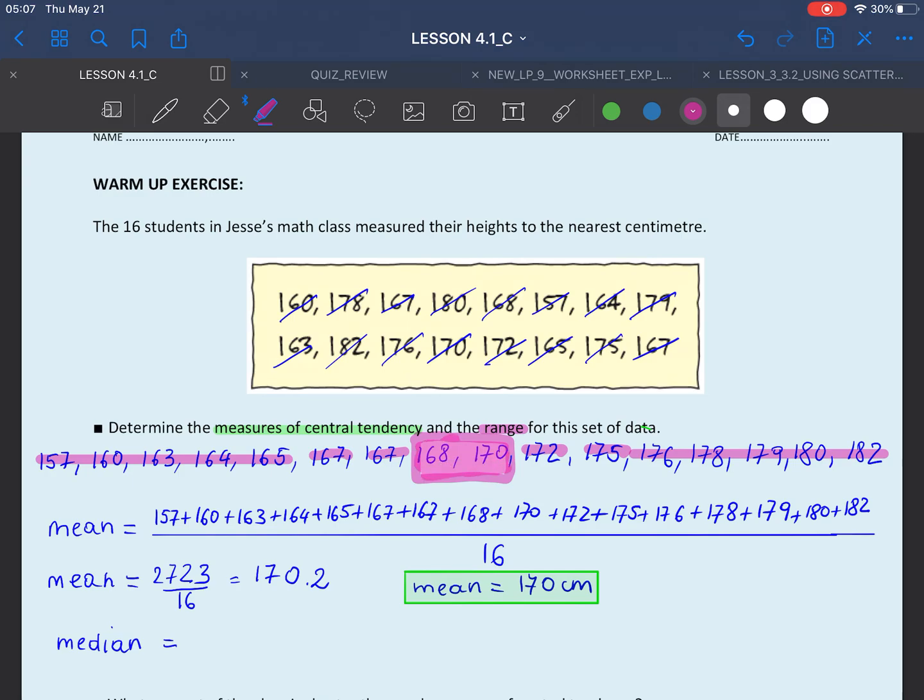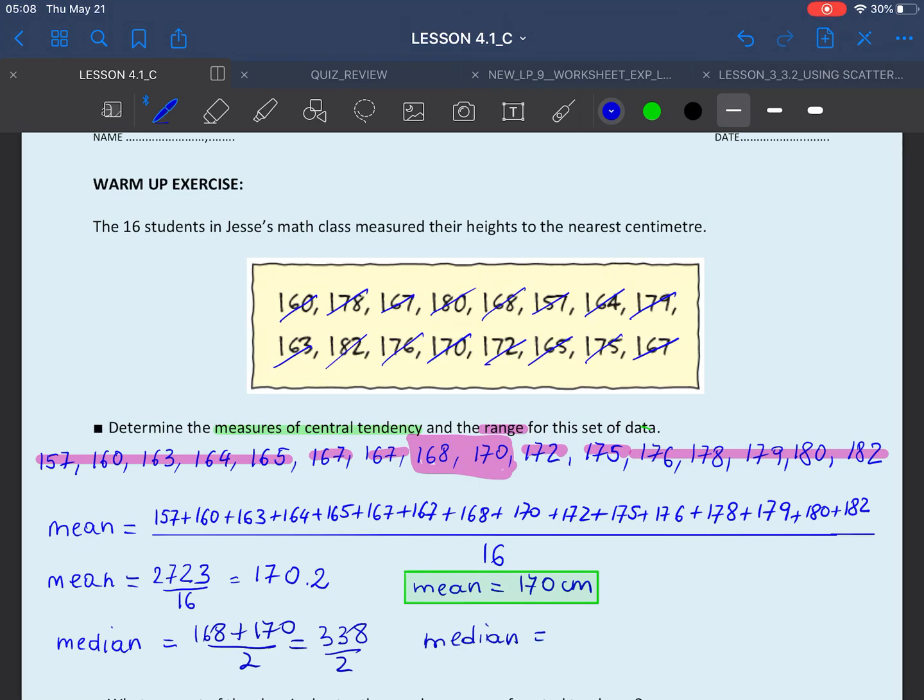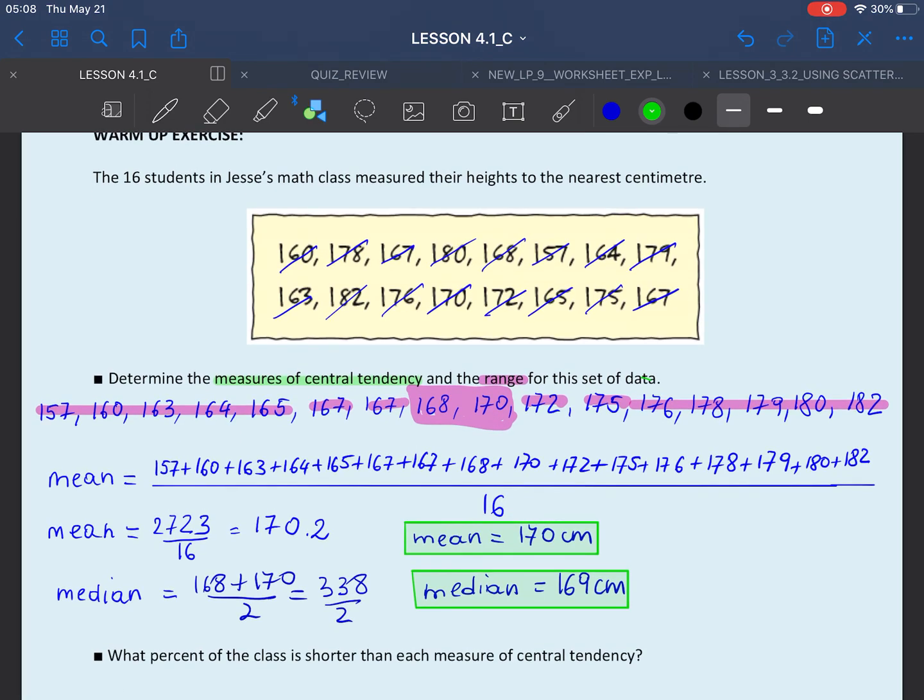So as you see, we have 2 numbers in the middle. So since we have 2 numbers in the middle, we can find the average in order to determine the median. So we're going to write here 168 plus 170 divided by 2. So this is 338 divided by 2, which will give us a median of 169. So 169 centimeters. We found the median as well.